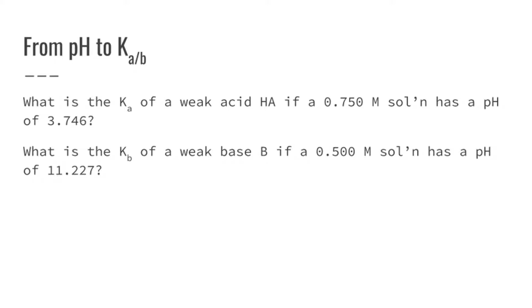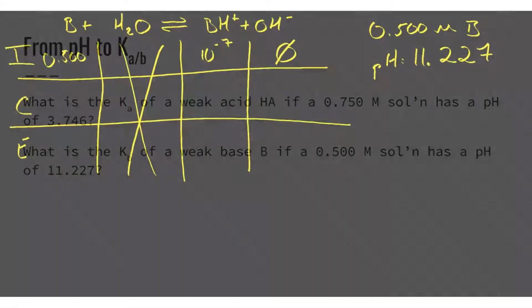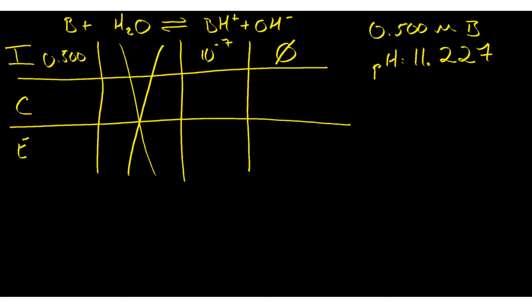Now, this problem is going to be very similar to the previous one. I just have to keep a few things in mind. Let's set it up real quick. Okay, 0.5 molar, pH is 11.227. The ICE table is over here on the left. B plus water makes BH+ and OH-. I have water crossed out because a pure liquid is not going to show up in the equilibrium expression. We can ignore it. So, our initial concentrations are 0.500, 10 to the negative seventh, and 0.